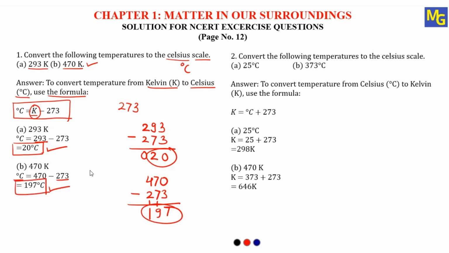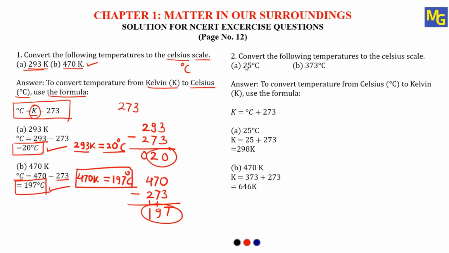So here we have converted our temperature from Kelvin to degrees Celsius. Remember, they gave 293 Kelvin, which is equal to 20 degrees Celsius. For the second question, they gave 470 Kelvin, and when we convert it into degrees Celsius, it becomes 197 degrees Celsius. So these both values are the same. This is the answer for question number 1.